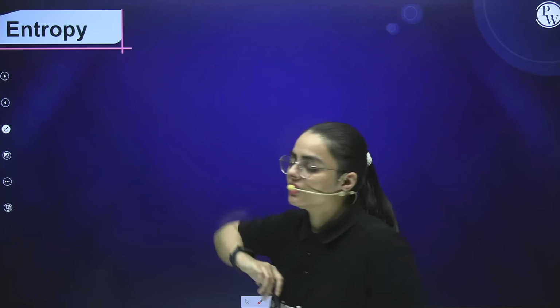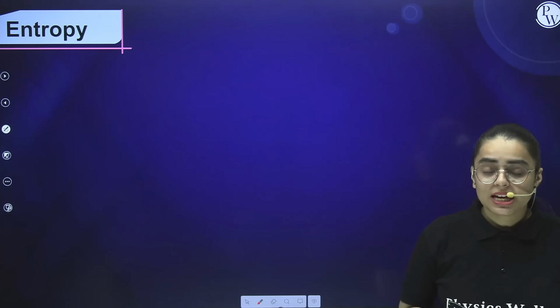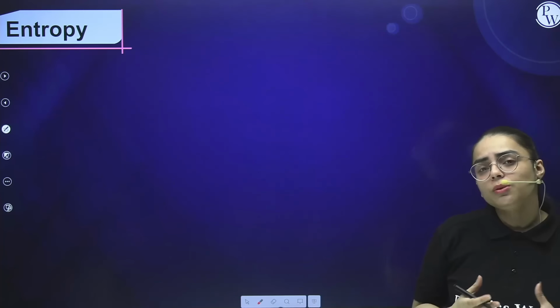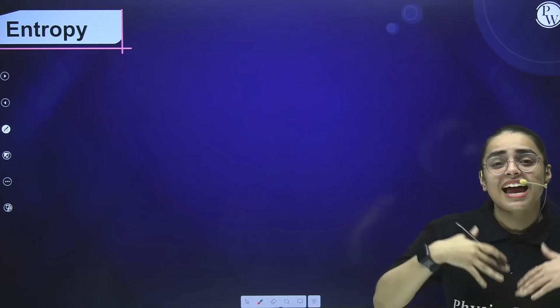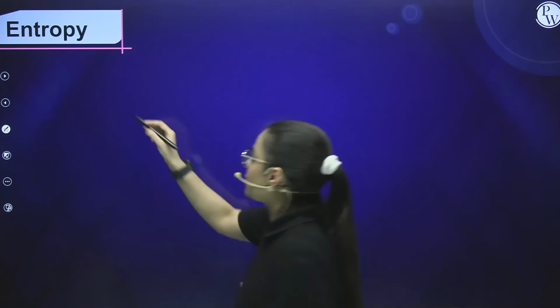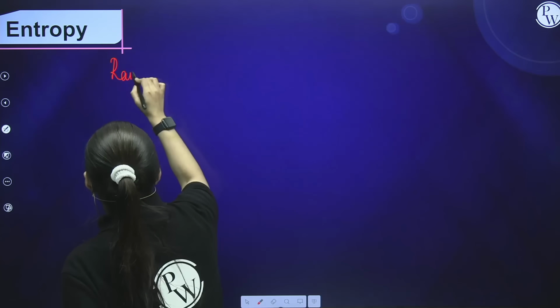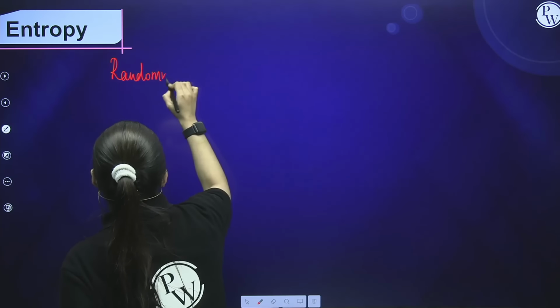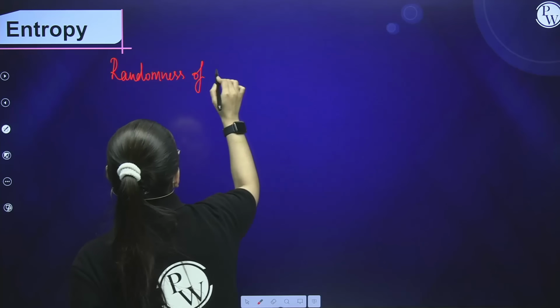Now comes, students, our next segment that comes out to be entropy. If I'm going to define entropy, what do you mean by entropy? Entropy refers to the randomness of a molecule. If I'm going to define it, it is basically the randomness of a molecule.